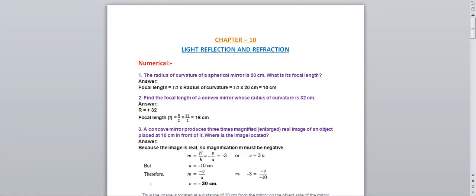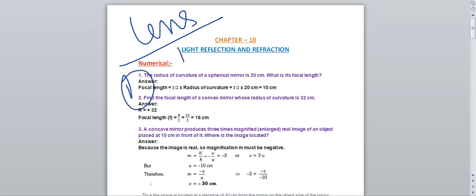Now let's talk about lens. For lens we have the lens formula, that is 1/f = 1/v - 1/u. f is the focal length, v is the image distance, u is the object distance.